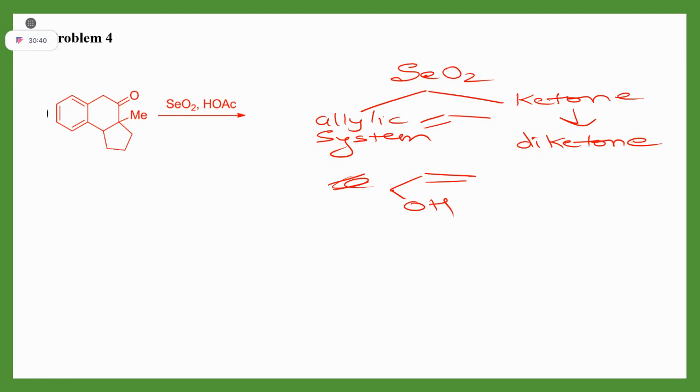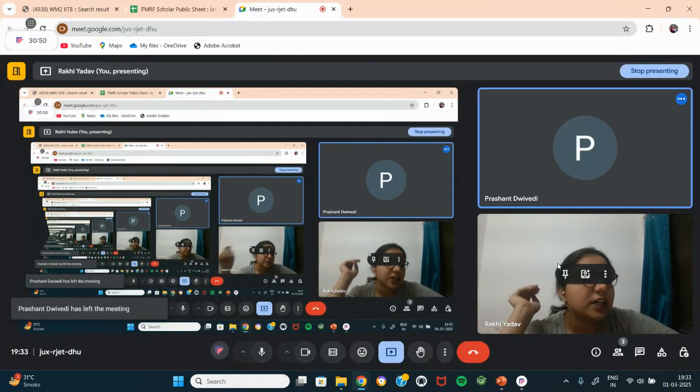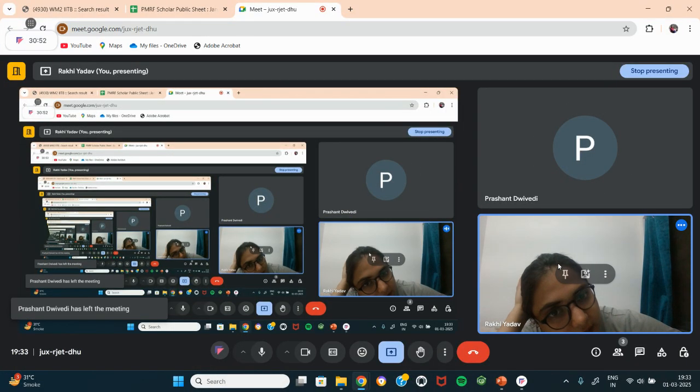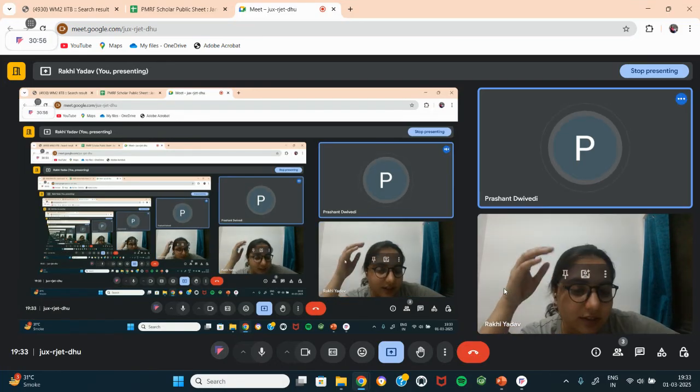Have you read this function of selenium dioxide? Prashant, if you are not speaking anything, kindly mute yourself. Okay, okay.